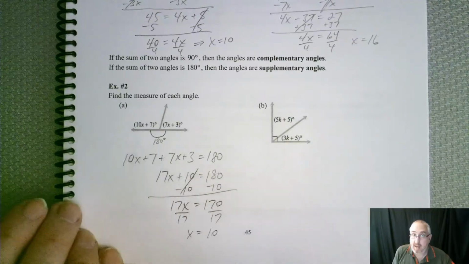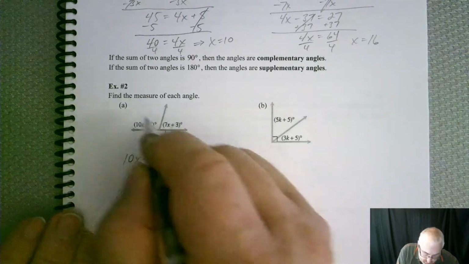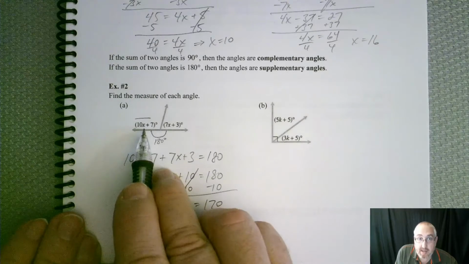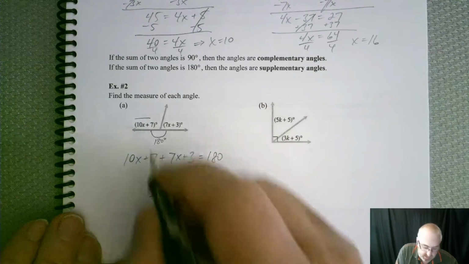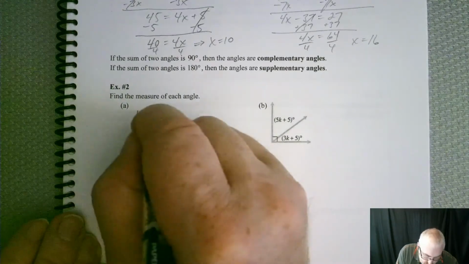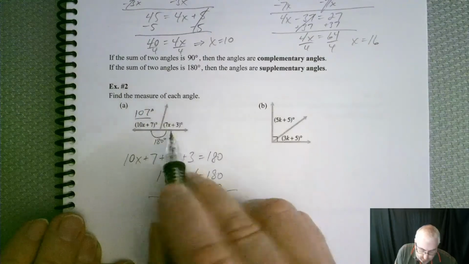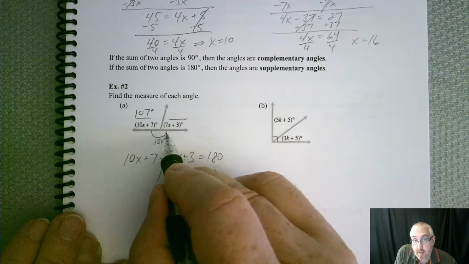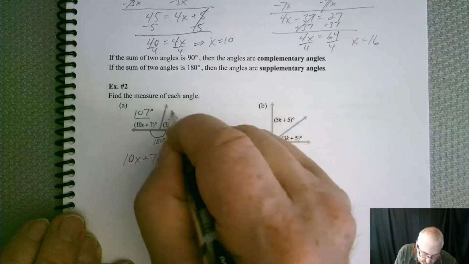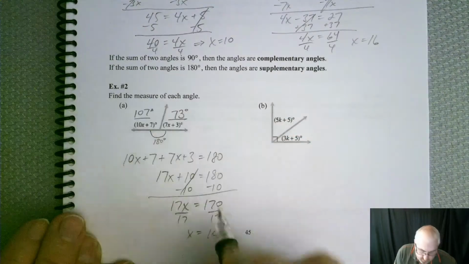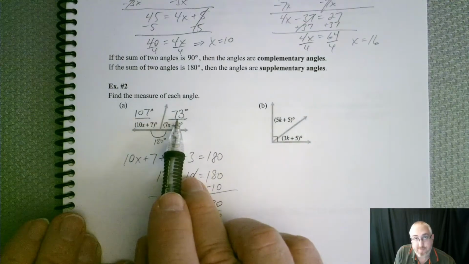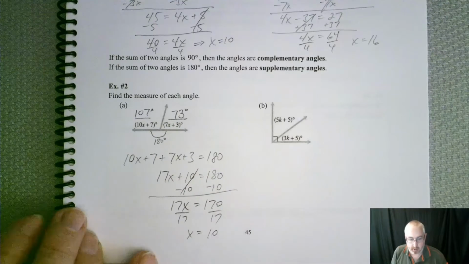So let's plug it back in just to make sure it checks. So 10 times 10 is 100. 100 plus 7 is 107. Okay. 7 times 10 is 70. Plus 3 is 73. So does 107 and 73 add up to 180? You bet it does. So we're good.